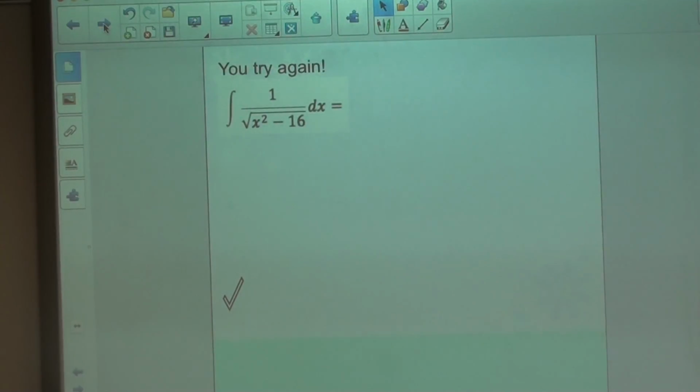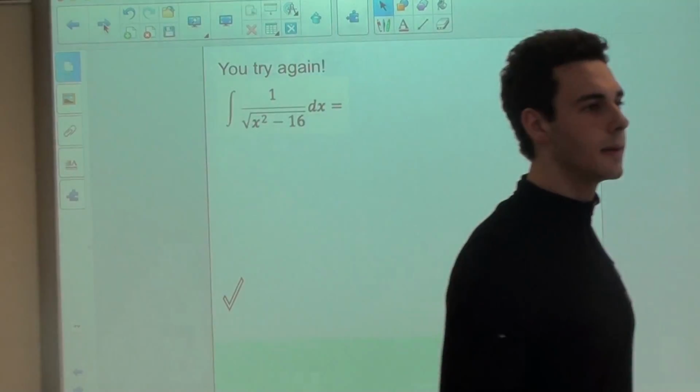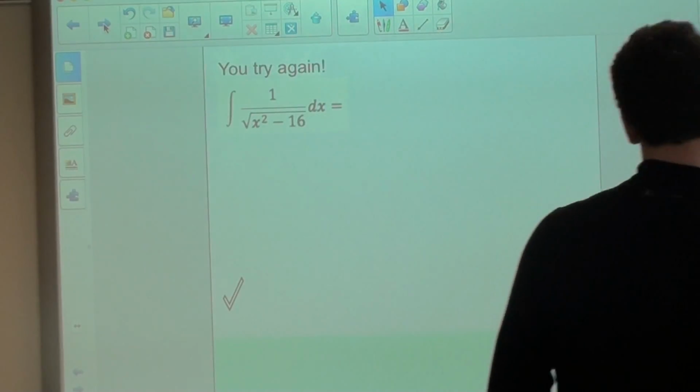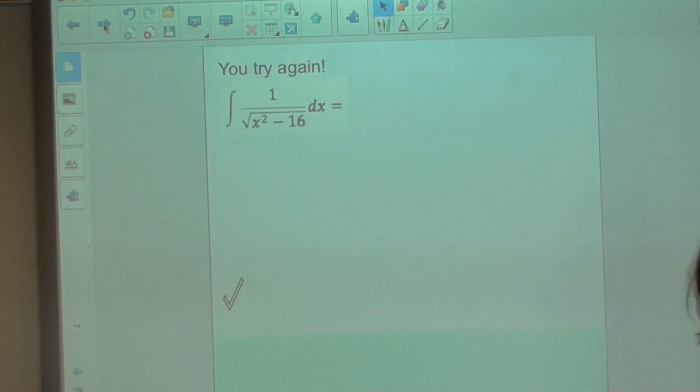What is the integral of secant? No, it's got a log in it. Natural log of the absolute value of secant theta plus tangent theta. Very nice. Is that positive? It's positive.